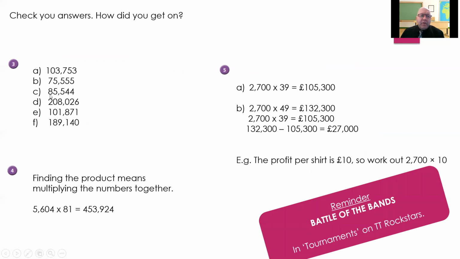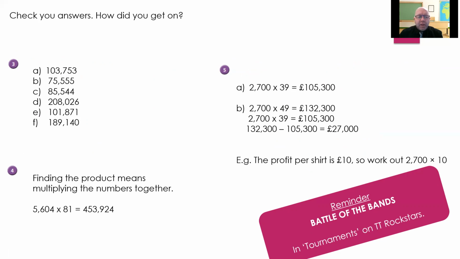Right. Here are your answers. Question 3, rattle through those. Again, if you've not got the same answer, go back and have a look, see if you can spot why. So 103,753, 75,555, 85,544, 208,026, 101,871, 189,140.